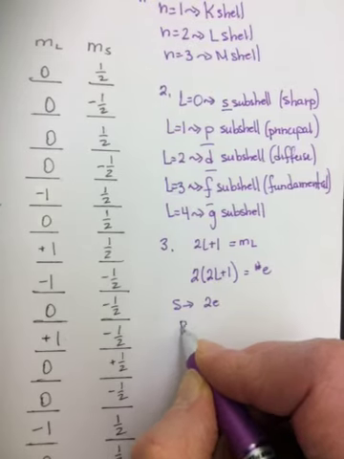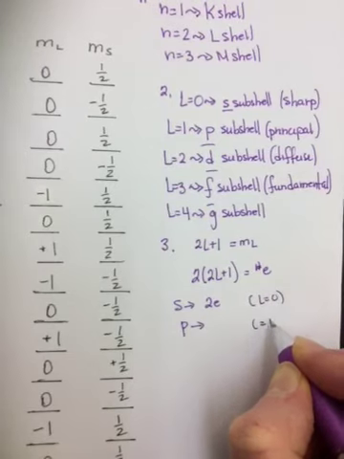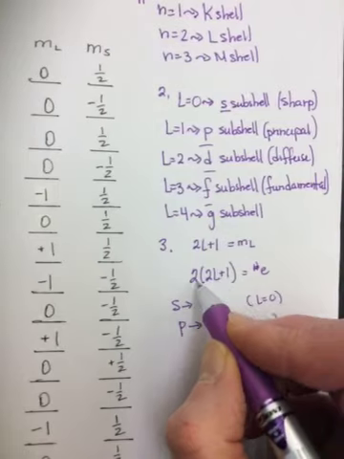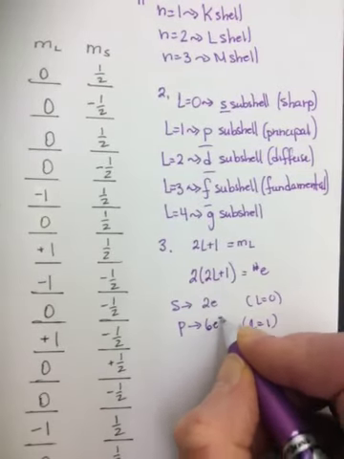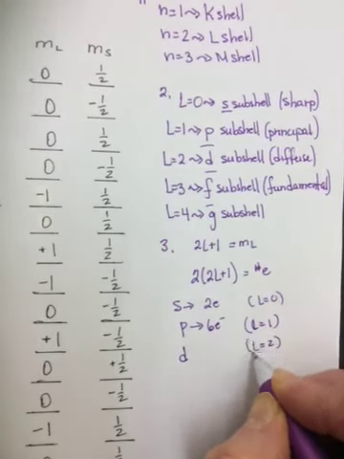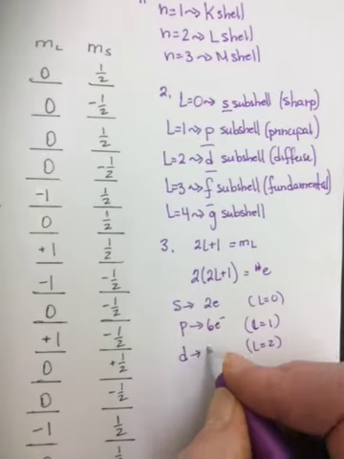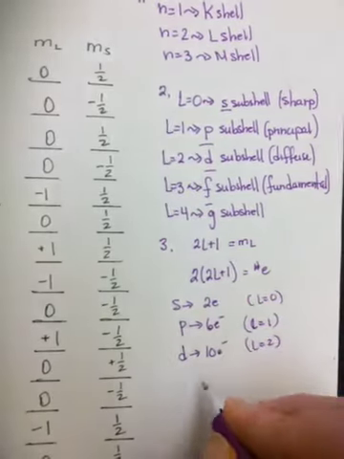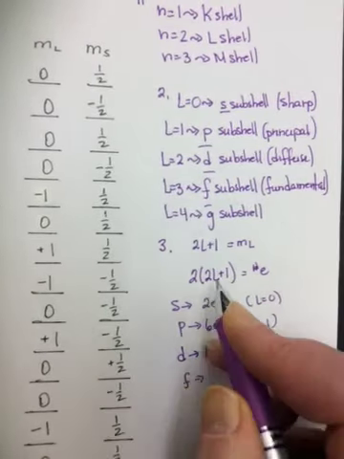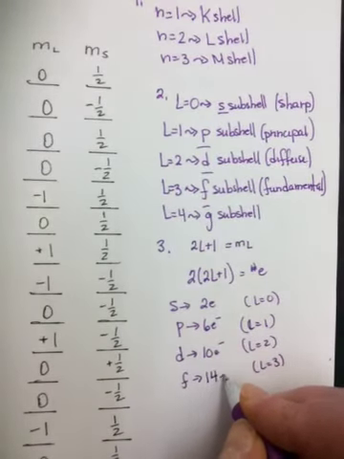In our p subshell, l equals 1. 1 times 2 is 2, plus 1 is 3, times 2, there can be 6. For our d subshell, l equals 2. 2 times 2 is 4, plus 1 is 5, times 2 is 10. And for our f subshell, l is equal to 3. 3 times 2 is 6, plus 1 is 7, times 2 is 14.